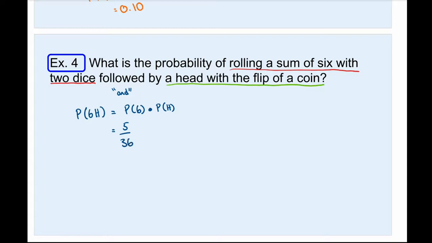So 5 times out of 36 times, what's the probability of flipping a head? In this case, it's 1 out of 2, or 50%. And when I multiply my two probabilities, I get 5 over 72. It doesn't reduce to anything, but it does work out to about 6.94%. So there's a 6.94% chance of me rolling a sum of 6 and flipping a head with a coin.